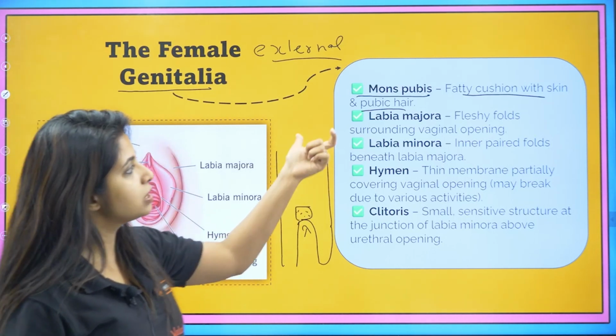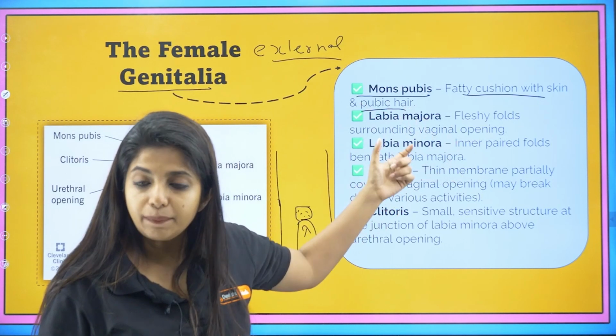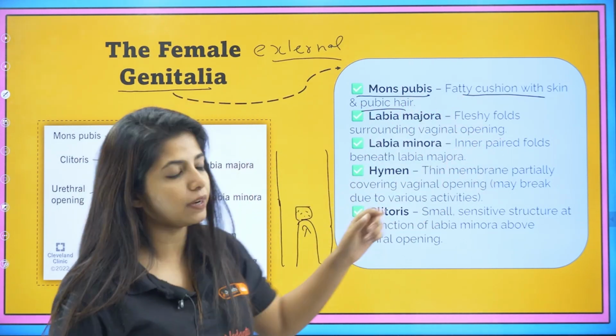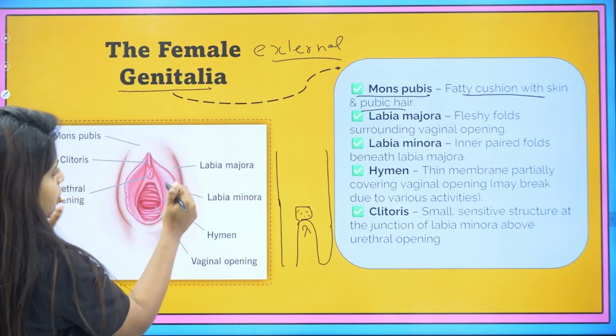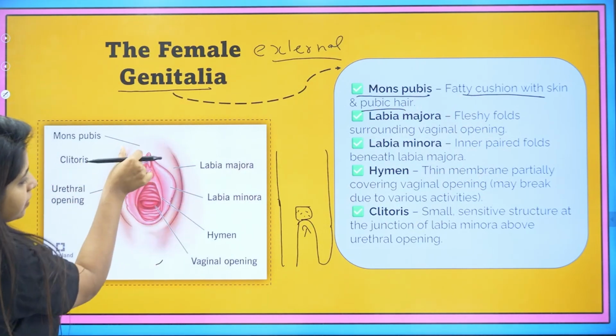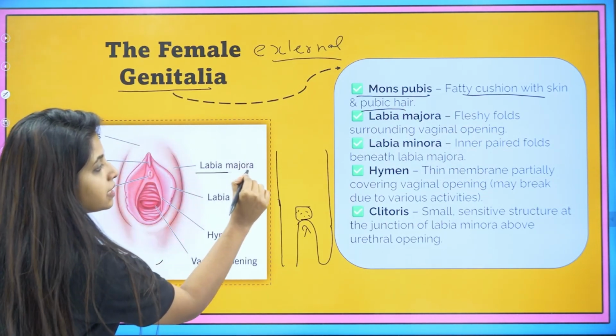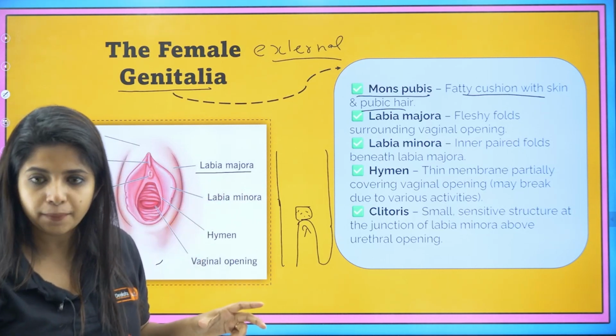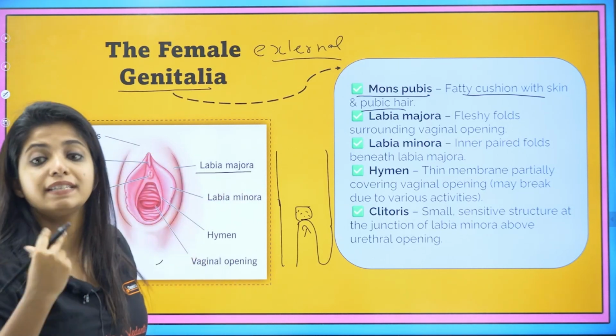Okay, first comes labia majora. Labia majora is known as the fleshy fold surrounding the vaginal opening. So you have two fleshy folds around it. As you can see, this is one fleshy fold and this is another fleshy fold. This is labia majora. It covers the majority of the portion. It looks like a lip, which is why it is known as labia majora.